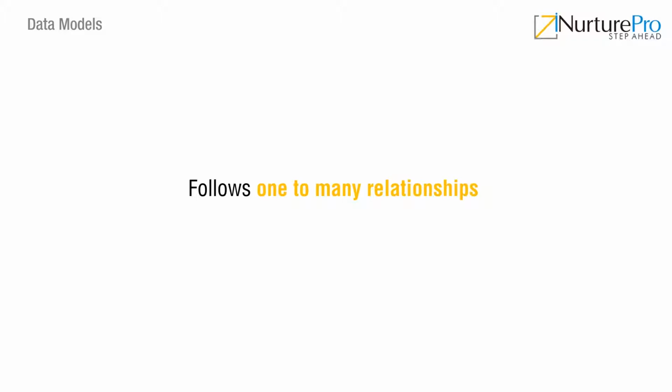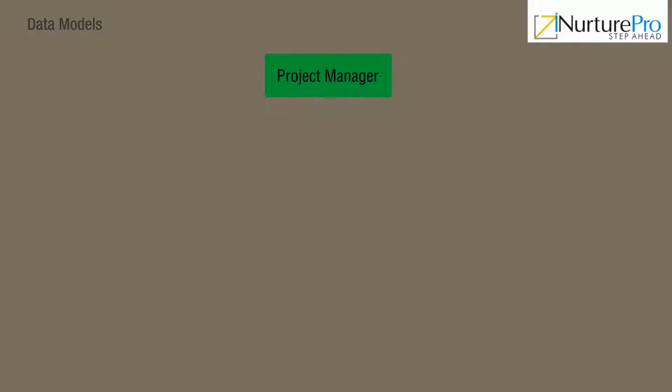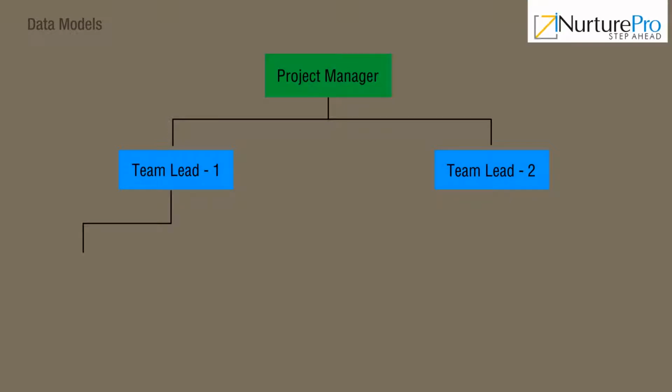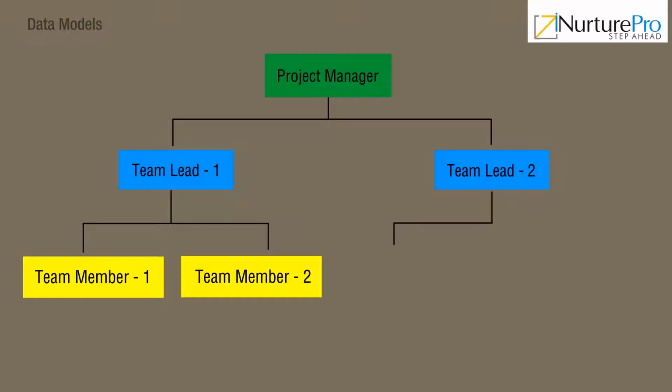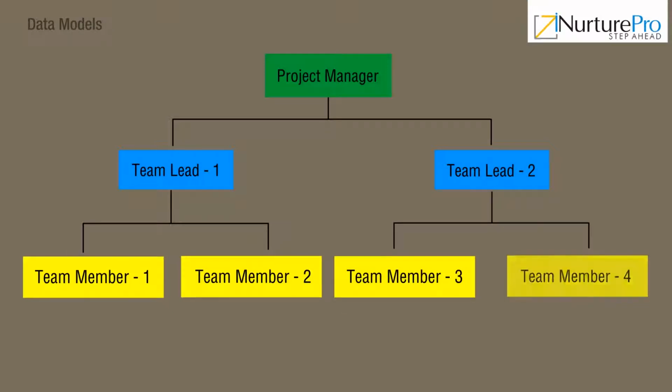one parent. The example for hierarchical data model is shown on screen, where project manager is the parent and team lead 1 and team lead 2 are the children. Then, team lead 1 has two children, team member 1 and team member 2. Similarly, team lead 2 has two children, team member 3 and team member 4.